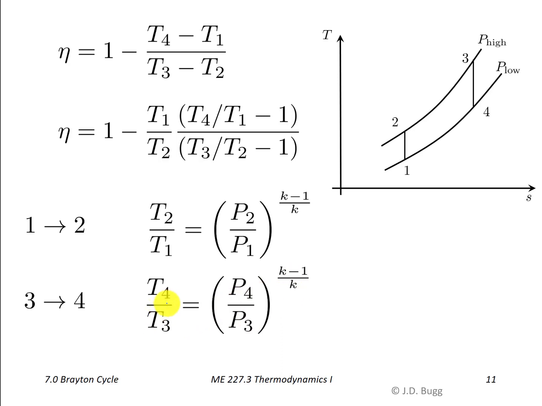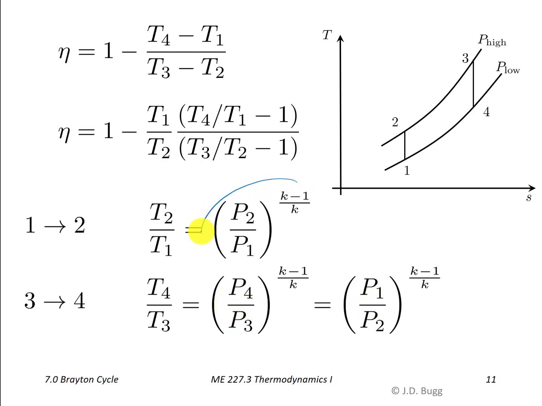So we have these expressions for temperature ratios based on the fact that the compressor and the turbine are isentropic. Now realize that P4 over P3 is actually equal to P1 over P2, right? P4 over P3 equals P1 over P2 because P1 and P4 are the same and P2 and P3 are the same. So I can rewrite this like that.